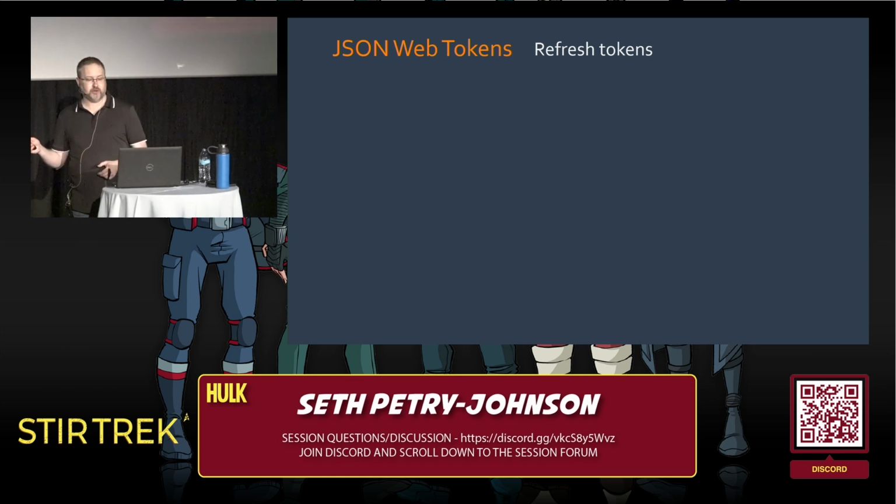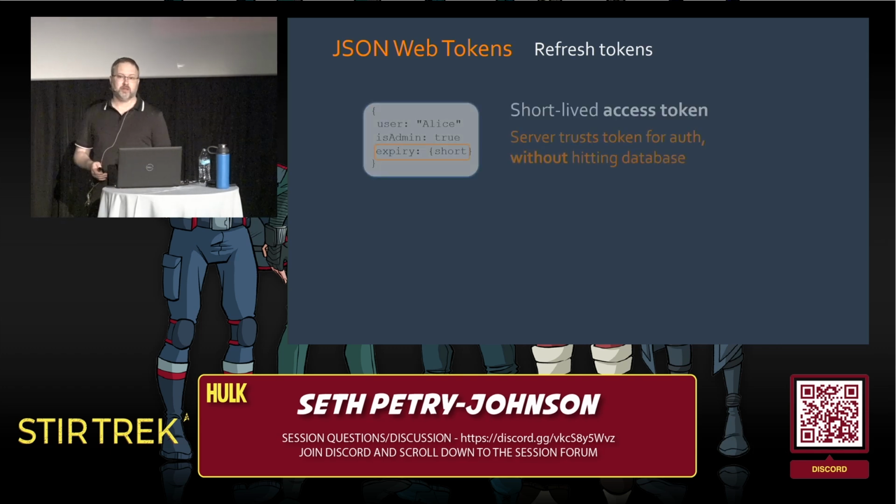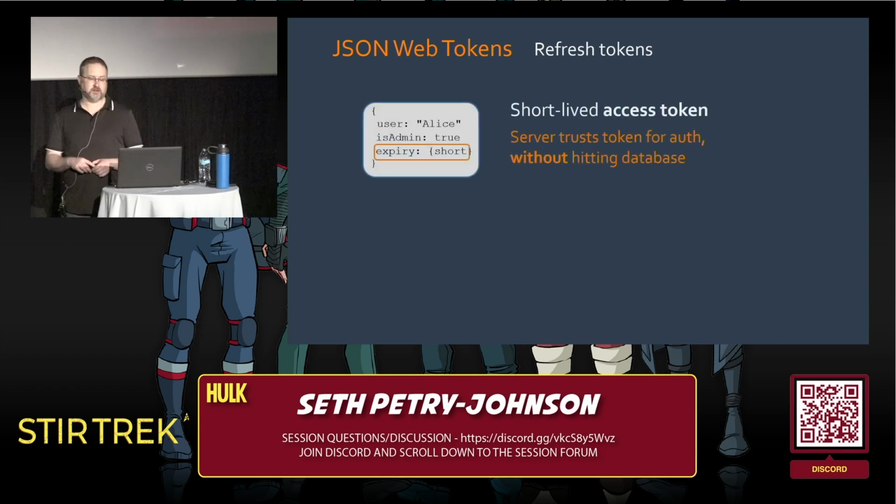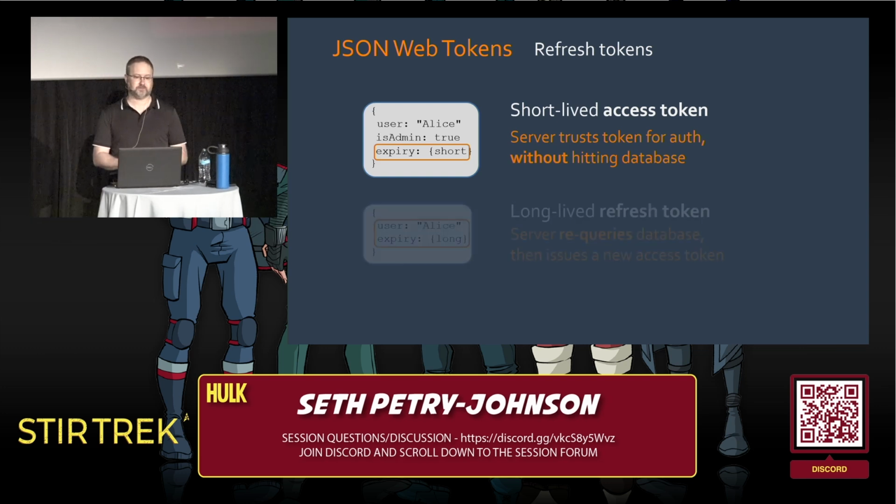So with this approach, you issue 2 tokens when the user logs in. The first is a short-lived access token that contains the user identity and their permissions. That token is only valid for a short period of time, but within that period of time, the server will just trust the claims without revalidating them with a database lookup.